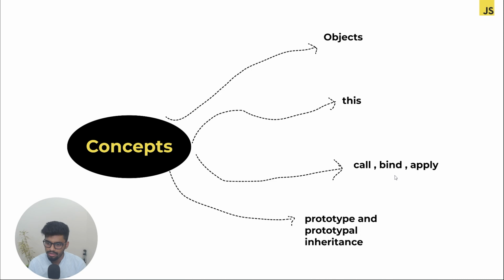Call, bind, apply is again a more important concept. You might get asked to write a polyfill for call or bind or apply when you are giving interviews. Again, prototype and prototypal inheritance is an important topic in JavaScript. A lot of people don't understand it, but it's very important from the interview perspective as well. So how the prototype chain works, how inheritance works in prototypes. Ultimately everything goes to Object, and Object points to null, so everything is inherited from Object. You need to understand that concept as well.